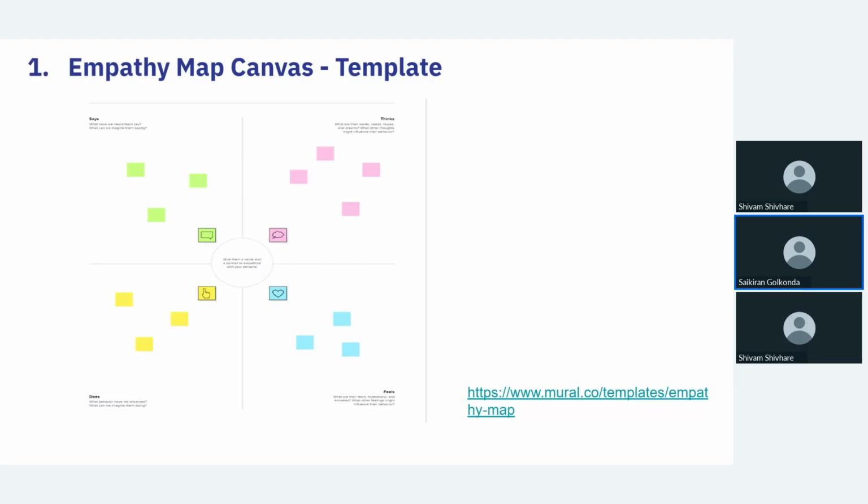Yeah, Kusuma, you can continue now. Yes, students, I hope you got clarity about that empathy map. We were discussing about the empathy map, right? Empathy map template.